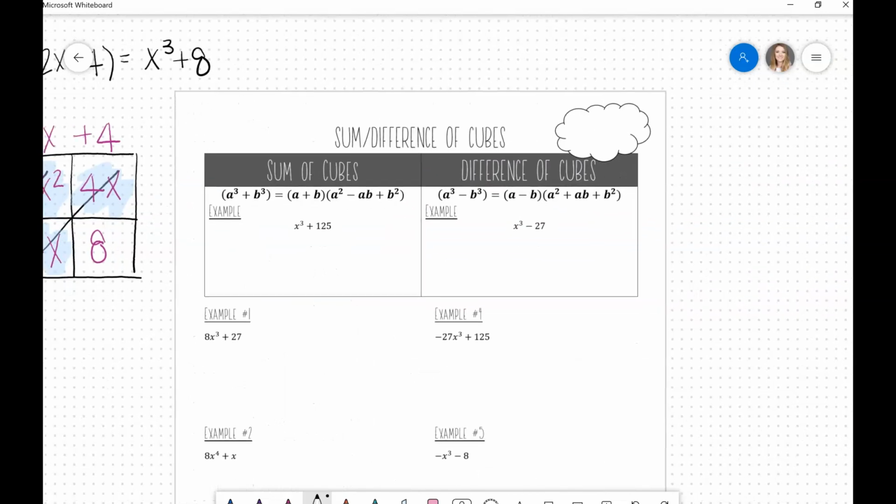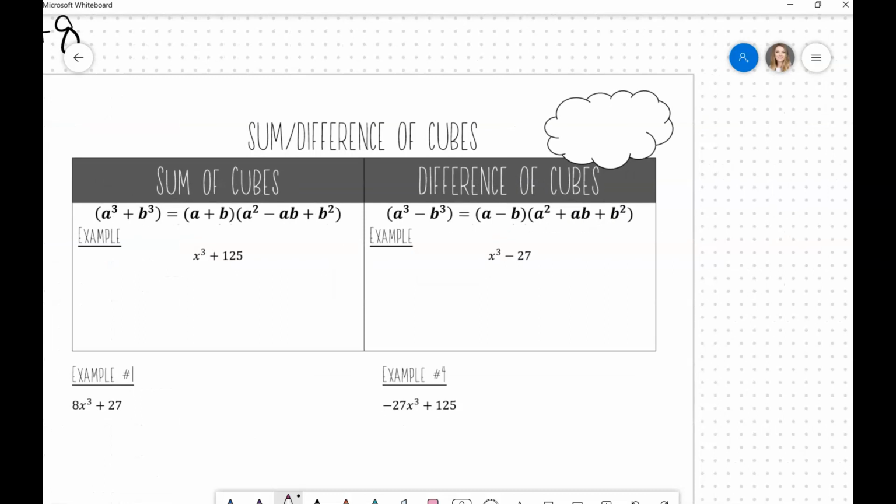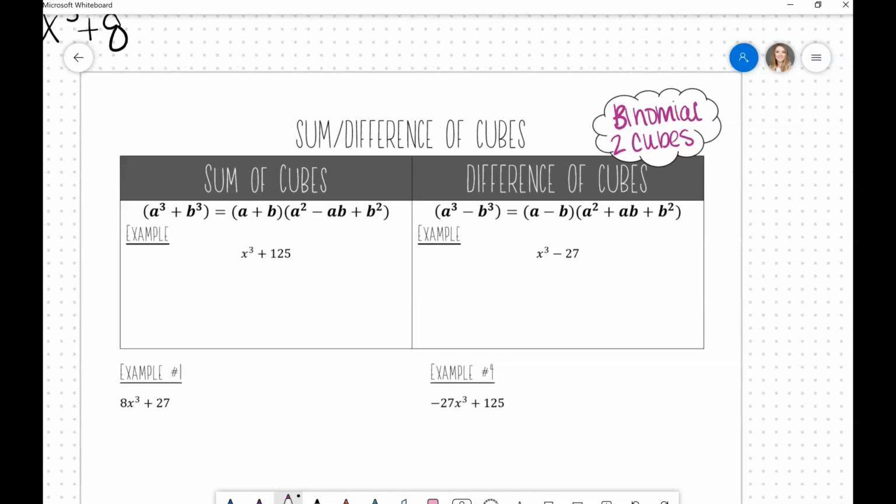So one thing that we want to know is that the sum and difference of cubes works when we have a binomial. And that binomial has to be 2 perfect cubes in order for us to factor it. So this will work for both the sum and the difference of cubes. So with this first one, we have a sum of cubes. And so we will start it by taking the cube root of both of these terms. So that will give us an x plus 5.